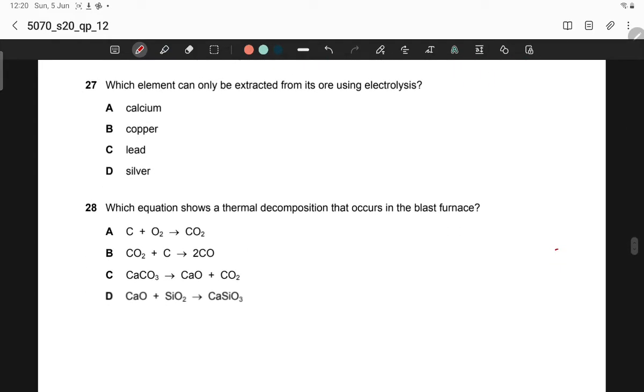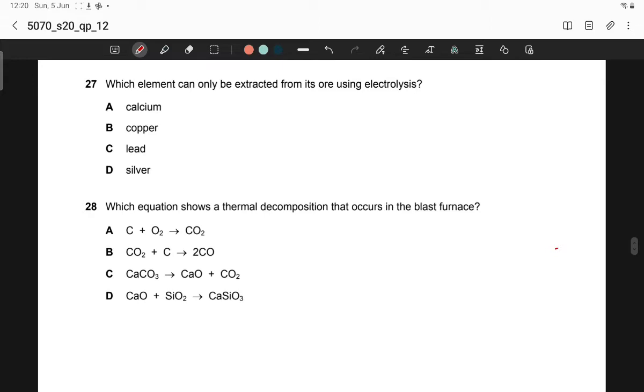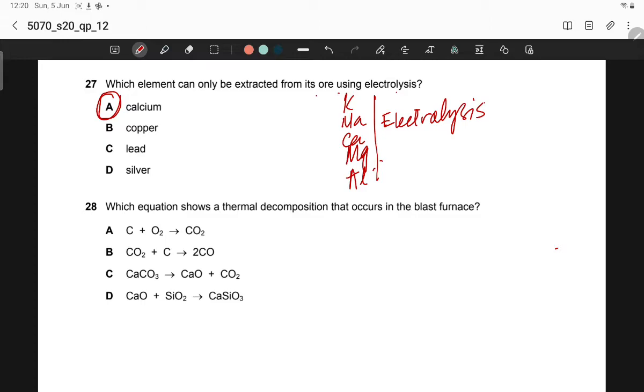Which element can only be extracted from its ore by using electrolysis? Potassium, sodium, calcium, magnesium, aluminium. So these metals can only be extracted from their ores by electrolysis. So which element can only be extracted from its ore by using electrolysis? Calcium is the correct option.